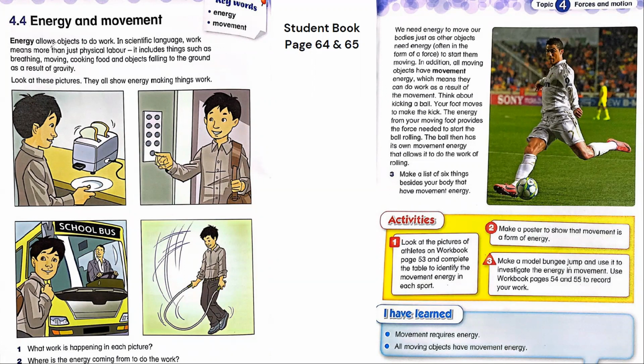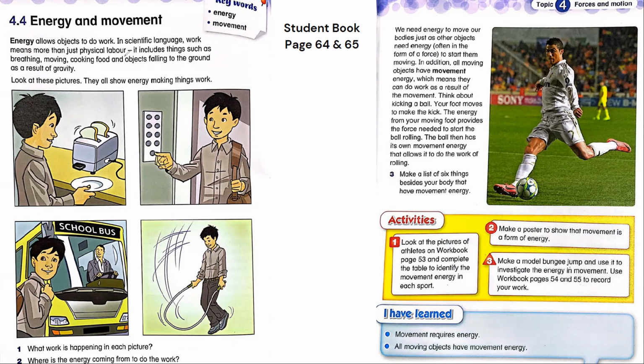Now, energy allows objects to do work. In scientific language, work means more than just physical labor. It includes things such as breathing, moving, cooking food, and objects falling to the ground as a result of gravity.